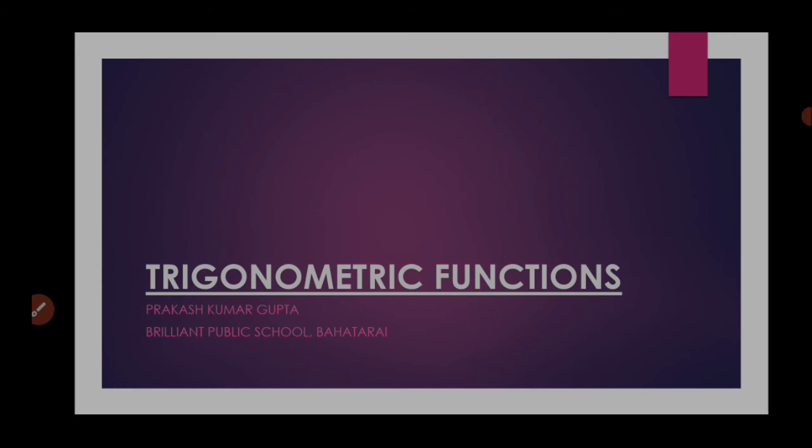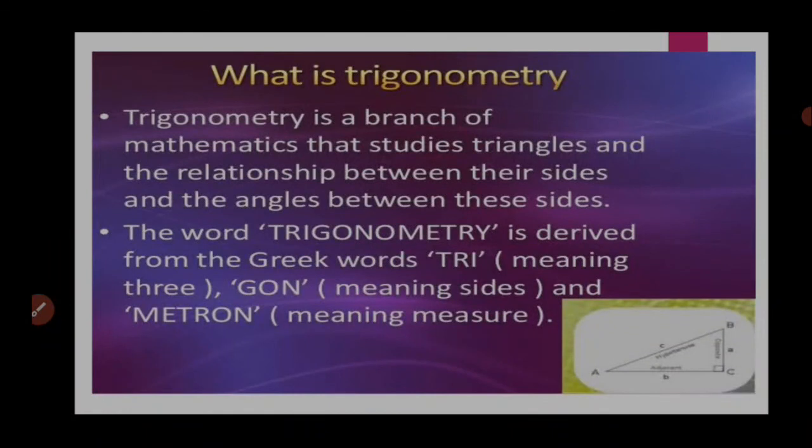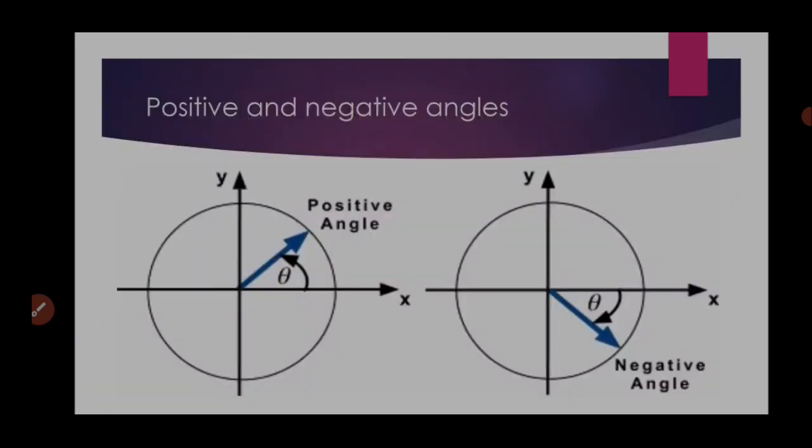Today's topic is trigonometric functions. What is trigonometry? As you have already studied in the previous class, trigonometry is the branch of mathematics that studies the triangles and the relationship between their sides and the angles between these sides. The word trigonometry is derived from the Greek words tri, meaning three, gon, meaning the sides, and metron, meaning the measure. So generally we are studying here about the right angle triangle.